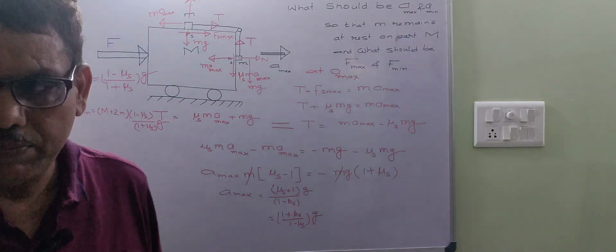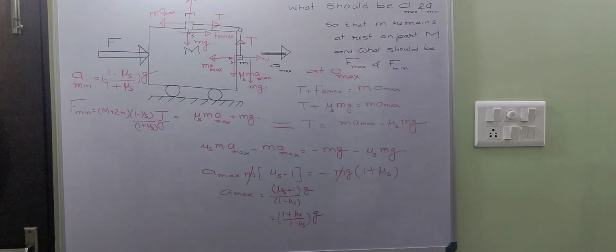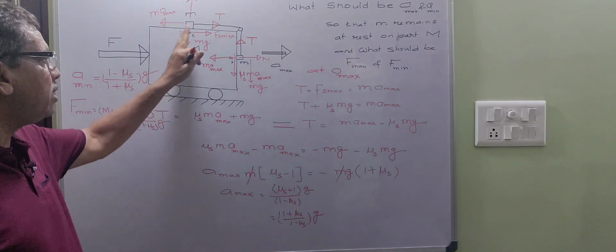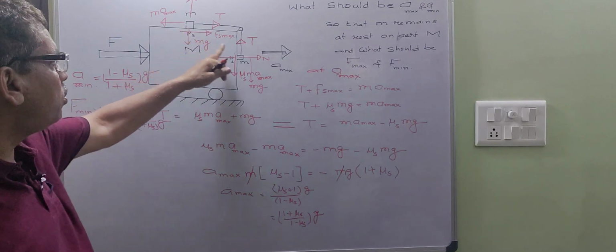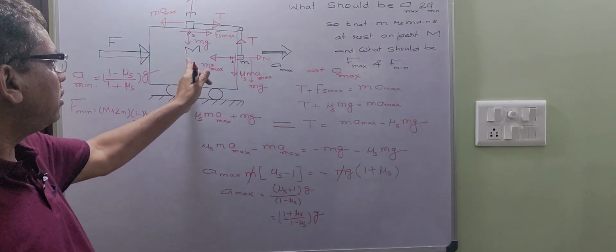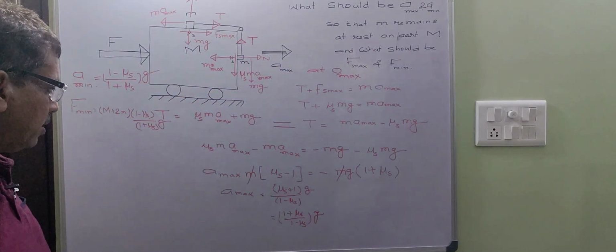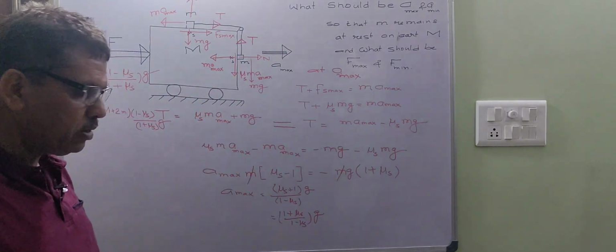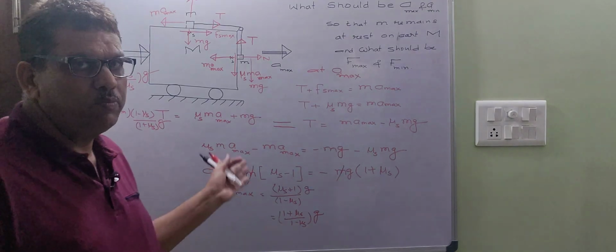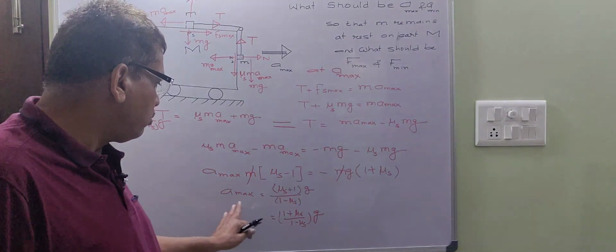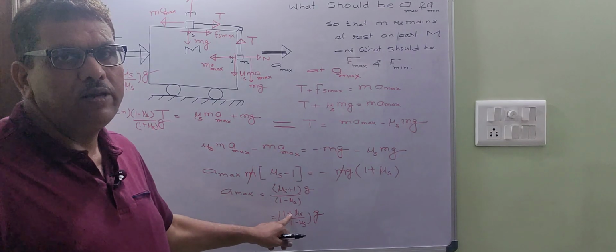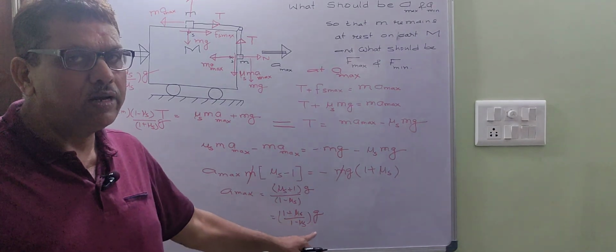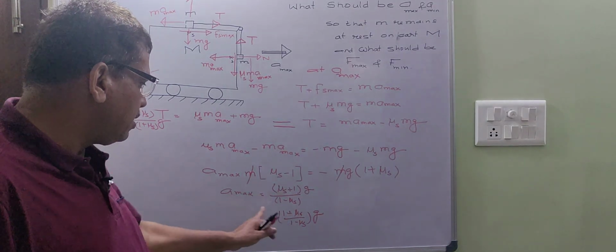I'll take one more example here, now for the triangular case. This was the rectangular cart, and two blocks were placed on this, and they are moving in the rightward direction. So the maximum and minimum acceleration: you can remember, since maximum acceleration will be more, plus will be in the numerator, (1 plus mu s) by (1 minus mu s) into g. Is it clear?